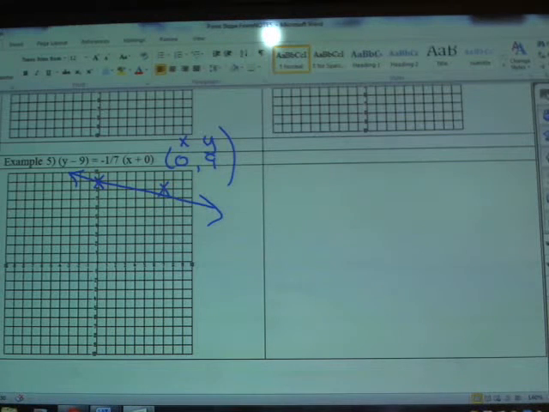Again, no variation in this one. You're just graphing in point-slope form. No story problems, no mixing it up, no little tricks, just graphing.